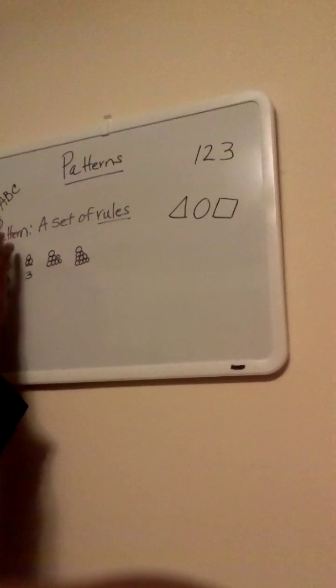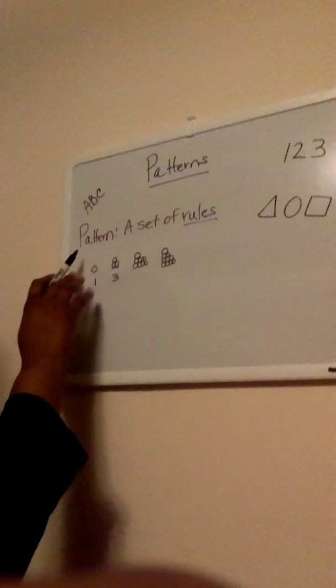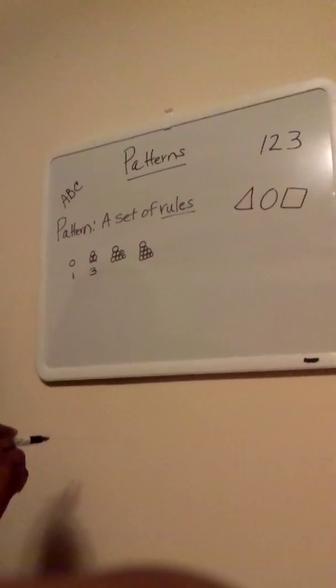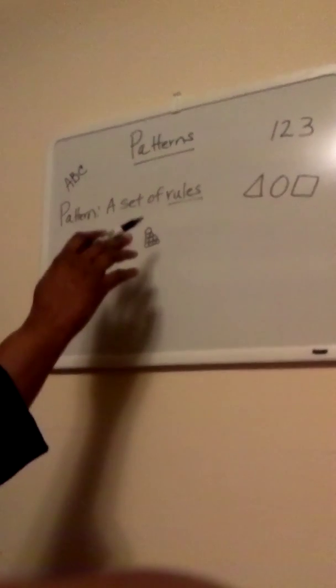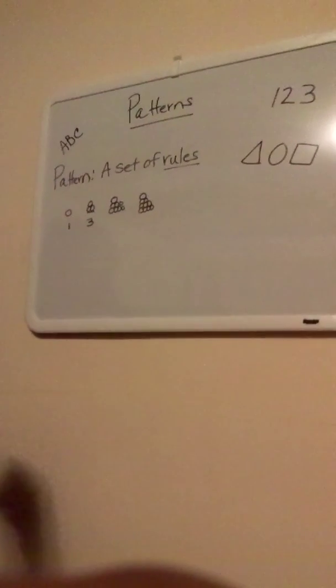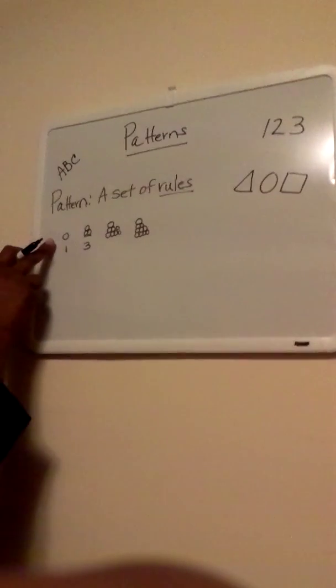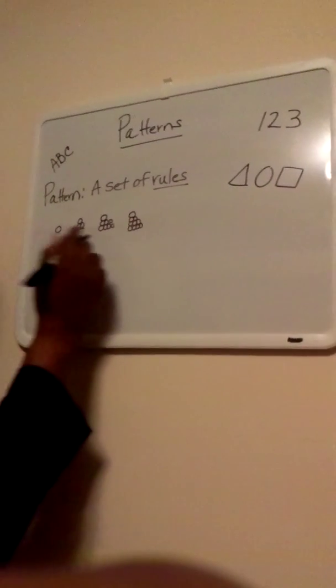Patterns. It can be letters, numbers, or shapes. A pattern is a set of rules. And notice I underlined the word rules because you must have a certain rule in order to understand what your pattern is. Take, for example, here you see one ball.